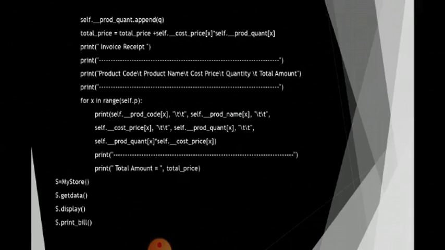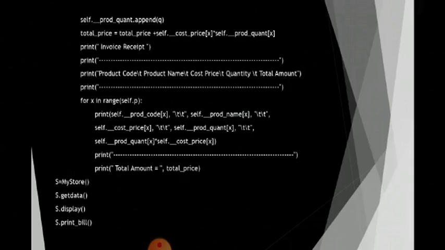Total price equal to total price plus self.cost_price of x into self.product_quantity. For example, if I have to buy 2 or 3 quantities of the same product, then you just multiply the cost by the number of quantities. That's why we are using this statement: total price plus self.cost_price of x into self.product_quantity of x. Okay, and then print invoice receipt. In this receipt we are going to print the details about product code, product name, cost price, as well as quantity and total amount.